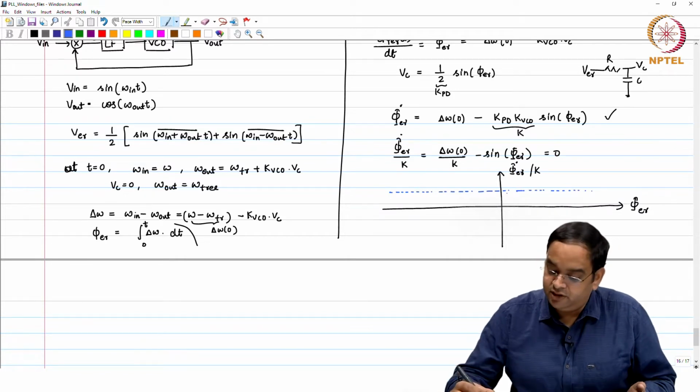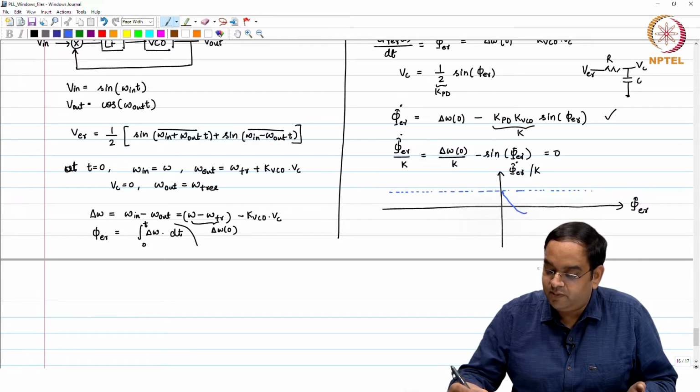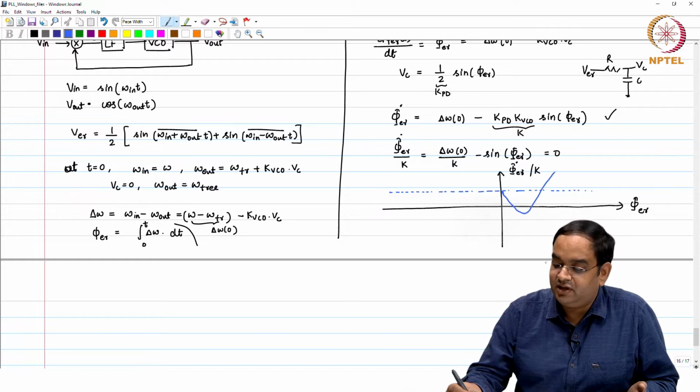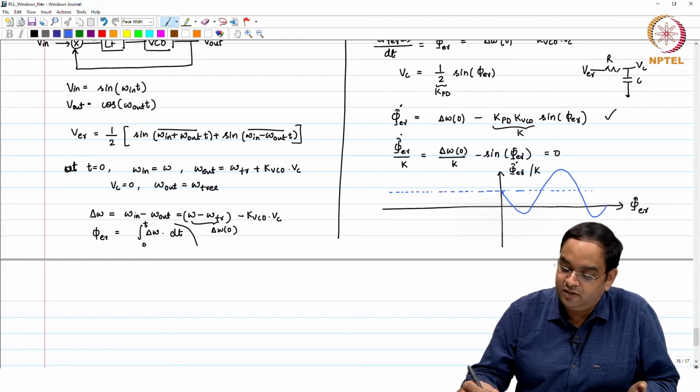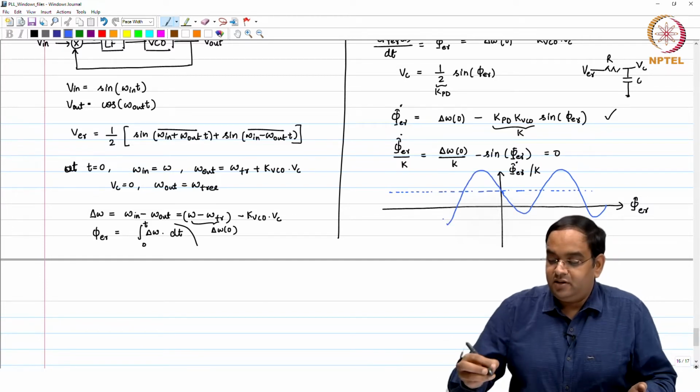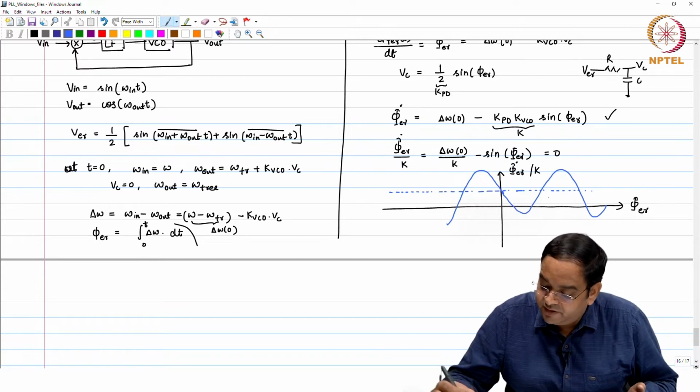Okay. So, what you are going to see here is, my plot may not be the exact sine wave, but that is what you are going to see. Here this shift, whatever shift you are seeing here, is nothing but delta omega 0 divided by k.